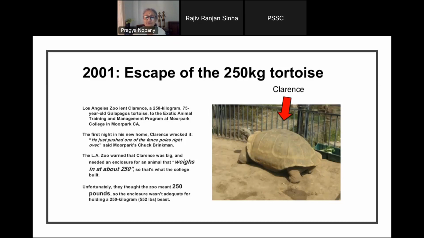And that was because there was a confusion with the units. It seems that Los Angeles Zoo told the exotic animal program that Clarence weighs about 250. Now, what is the meaning of 250? The zoo meant 250 kilograms, but the animal training program people thought it was 250 pounds. 250 kilogram means almost double in pounds. It is 552 pounds, whereas they thought it was only 250 pounds. So the cage was not strong enough to hold him.